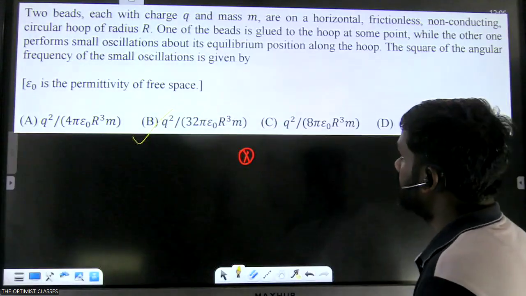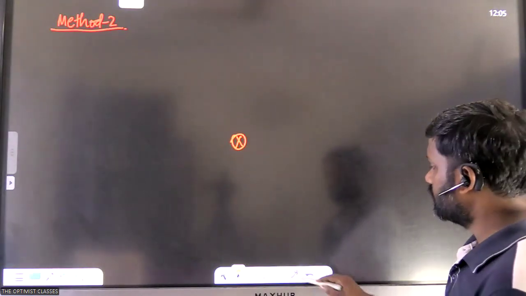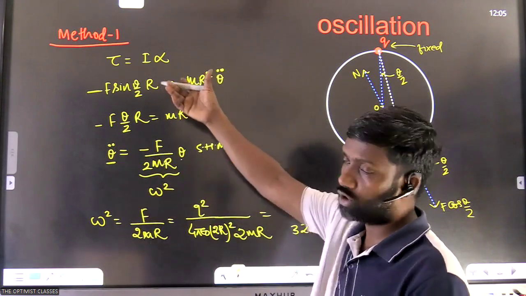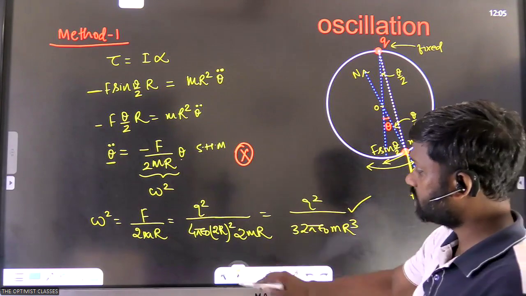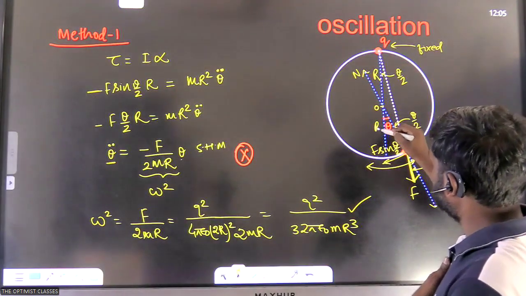Now let us do it by another method. In method 2, I have used force and torque so far; here I am going to use potential energy. You see, this is the radius and this is also the radius.